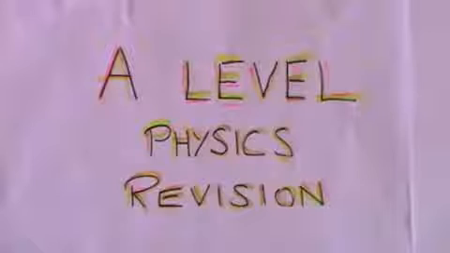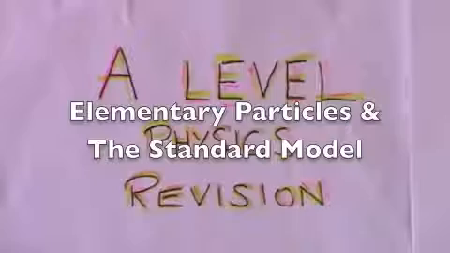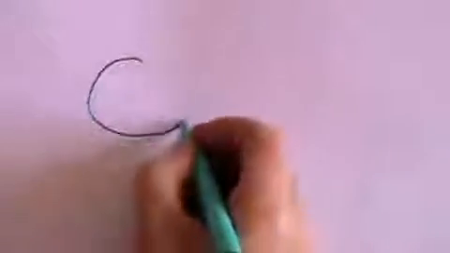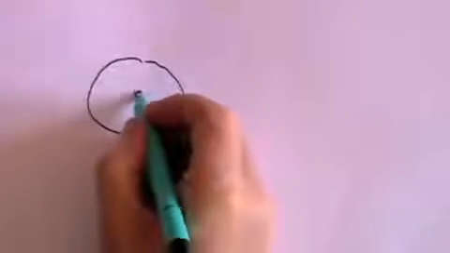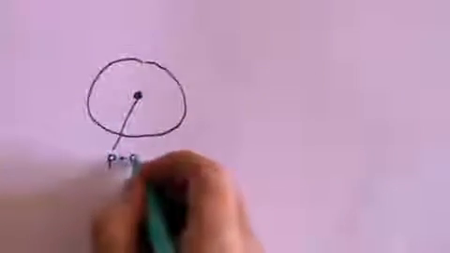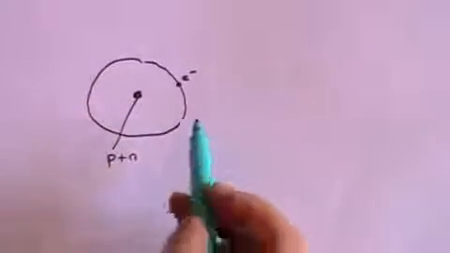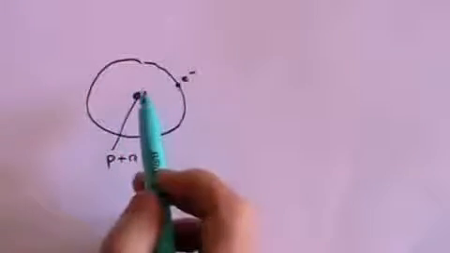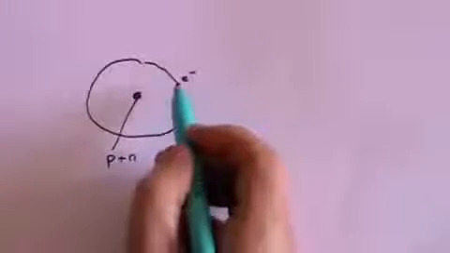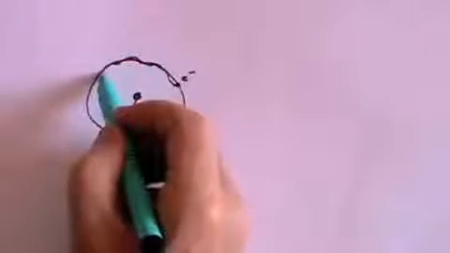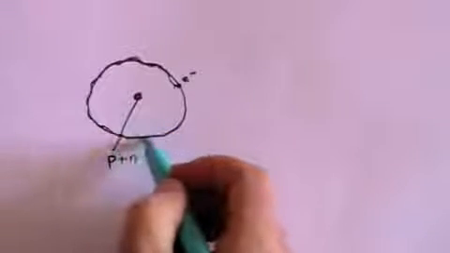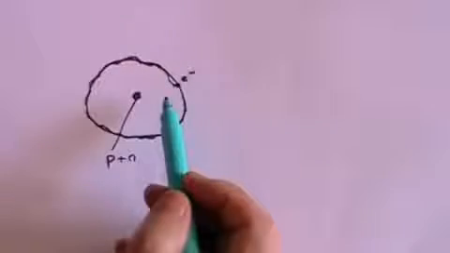Hello, today we're continuing in the A-Level Physics Revision series looking at elementary particles and the Standard Model. So far we've established that an atom has a central nucleus which consists of protons and neutrons, and it has orbiting electrons. But those electrons don't strictly orbit, because if they did they would spiral into the nucleus. They are actually waves, so they orbit in wave fashion, and the whole nucleus would self-destruct.